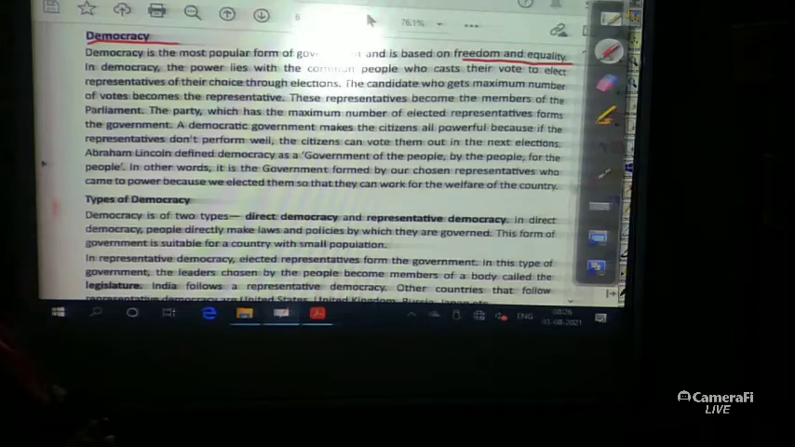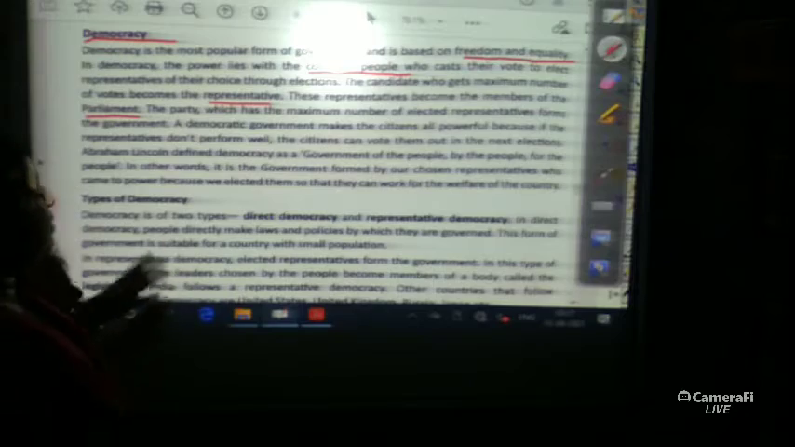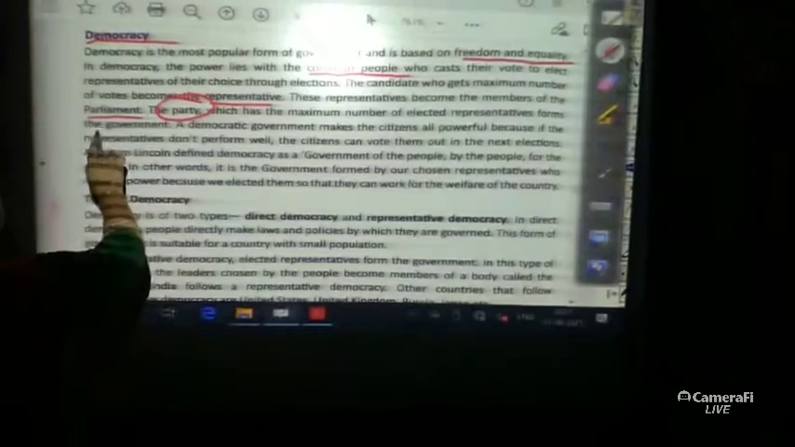In democracy, the power lies with the common people. This is very important: power lies with the common people who cast their votes to elect representatives of their choice through elections. That is democracy. The candidate who gets the maximum number of votes becomes the representative. These representatives become the members of parliament, MPs.